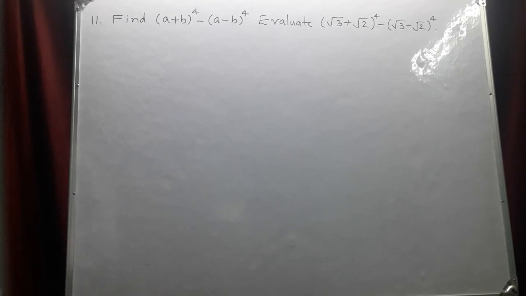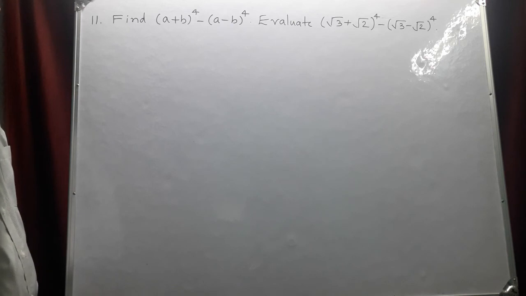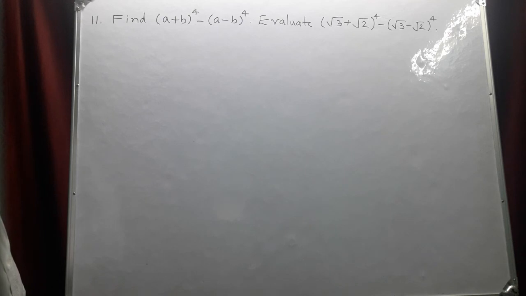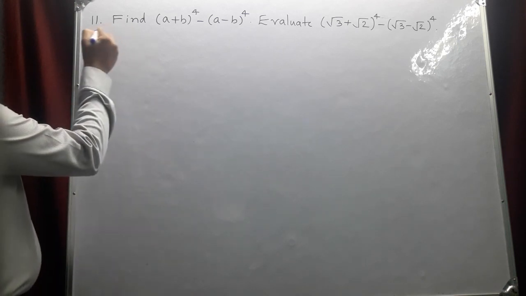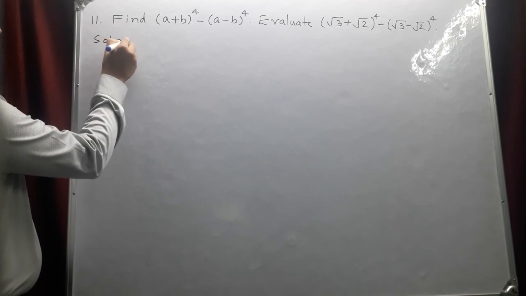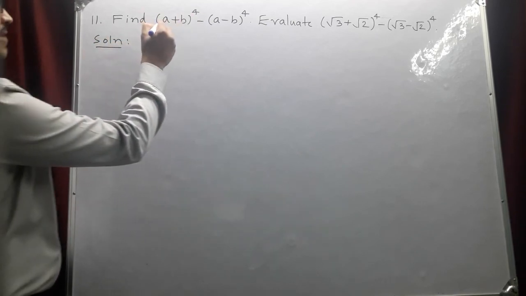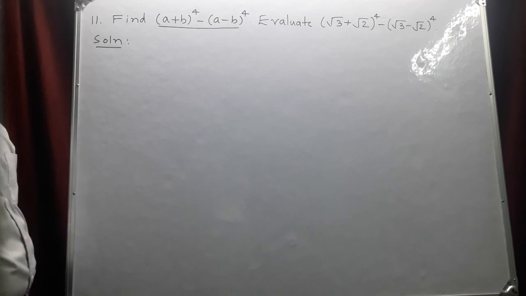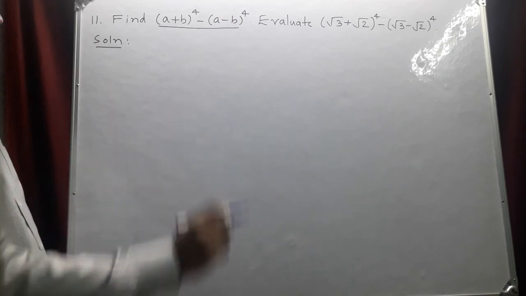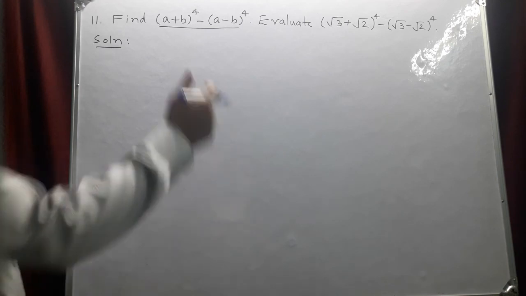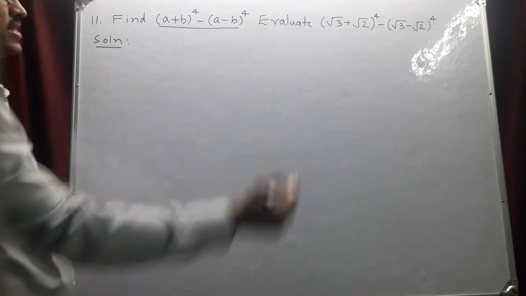Next question. Question number 11. Find (a plus b) power 4 minus (a minus b) power 4. Hence evaluate (root 3 plus root 2) whole power 4 minus (root 3 minus root 2) whole power 4. Solution. So first we have to simplify the term (a plus b) power 4 minus (a minus b) power 4 by using binomial theorem. After that we have to evaluate that value.